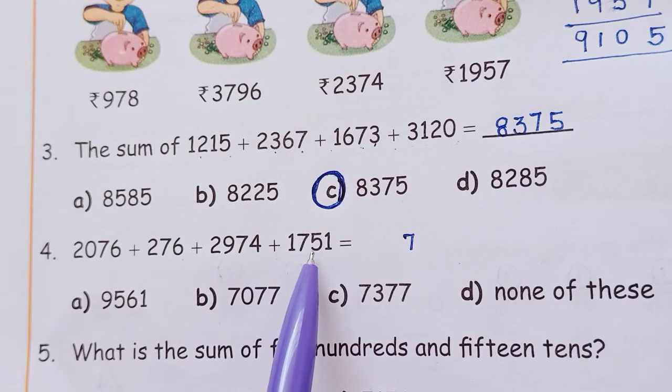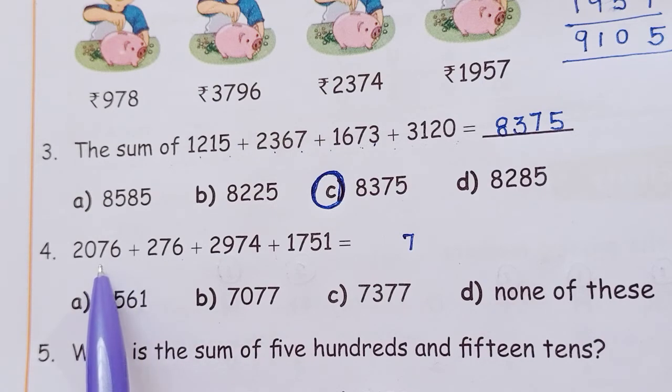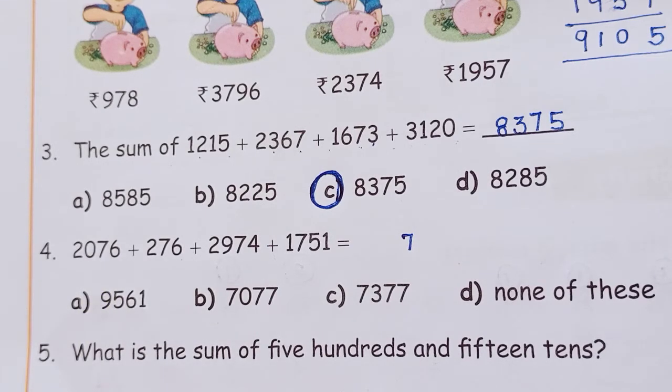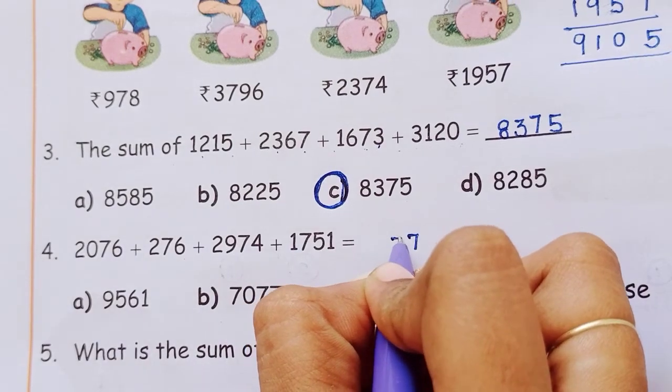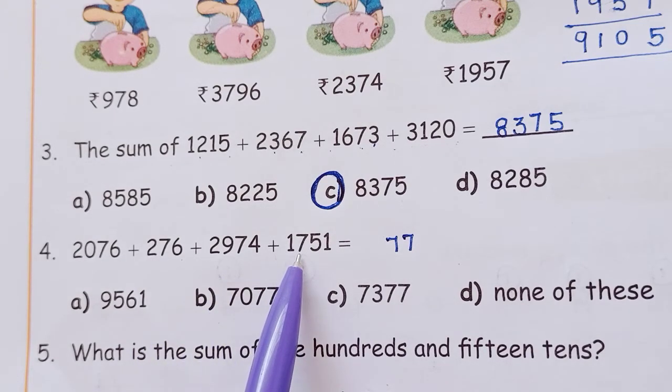Then 7 plus 5, 12. 12 plus 7, 19. 19 plus 7, 26. 26 plus 1, 27. Remaining 2.